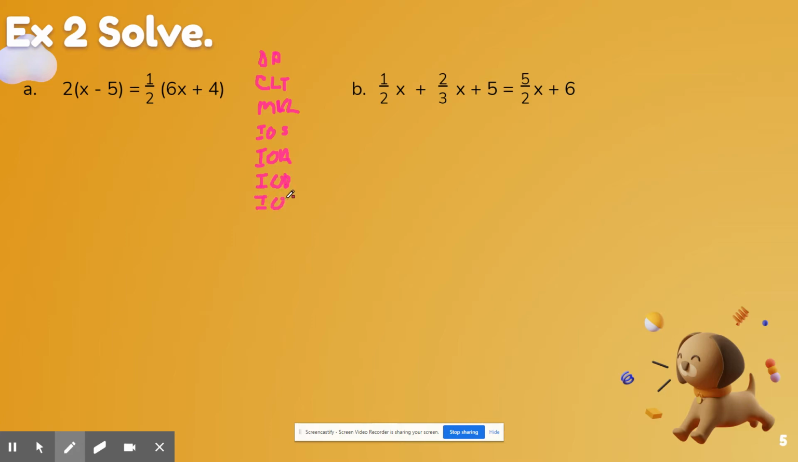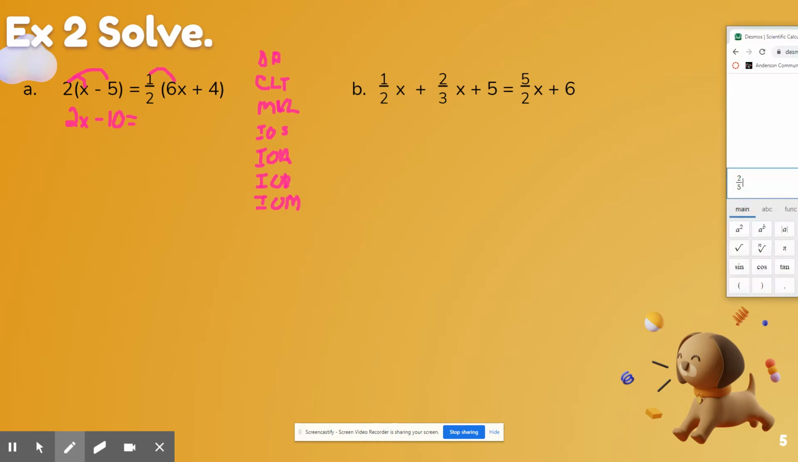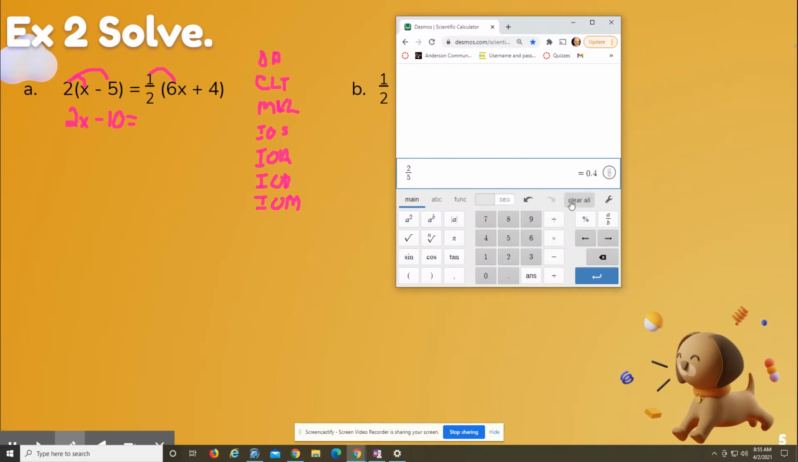Now this is really where the Desmos Scientific Calculator will come in handy, because some of you struggle with fractions. But we're going to do distributive property first. So 2 times x is 2x. 2 times negative 5 is negative 10. The equal sign comes down. This time we're going to do 1/2 times 6. And again, this is where your Desmos Scientific Calculator is going to come in. Just type in 1/2. Remember, fractions are just division. Times 6. If you're not sure, it's going to come out to be 3.